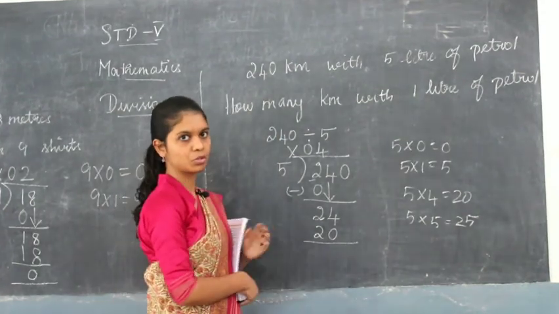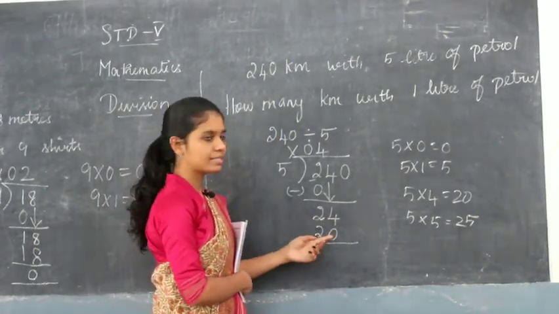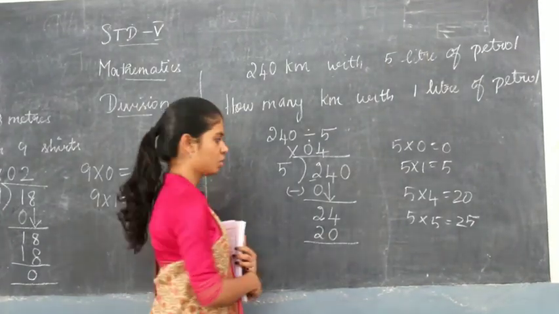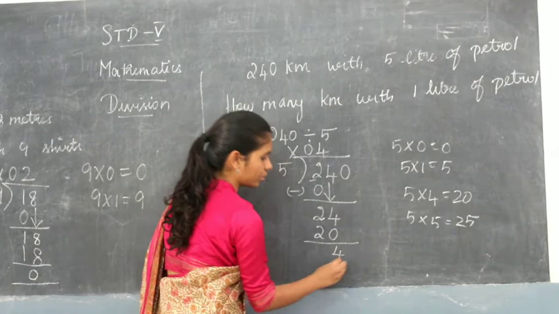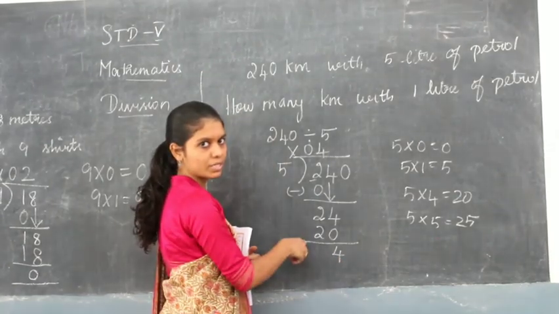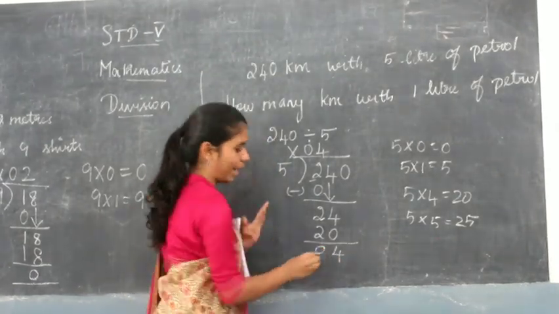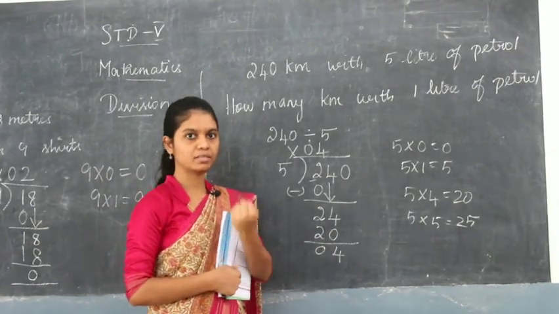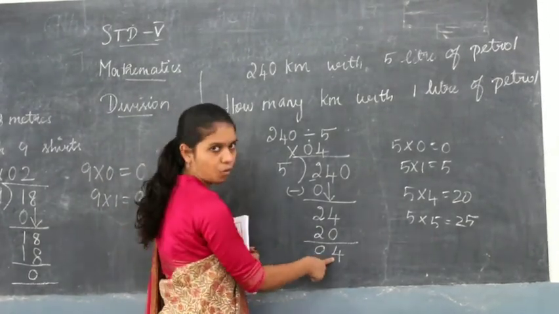Now what you should do? You should subtract. 4 minus 0 is, any number subtracted from 0 will be the same number. So 4 minus 0 is 4 and 2 minus 2 is 0. So you have 2 and you are going to subtract 2. How many is remaining? 0. So you got 4 as your answer.